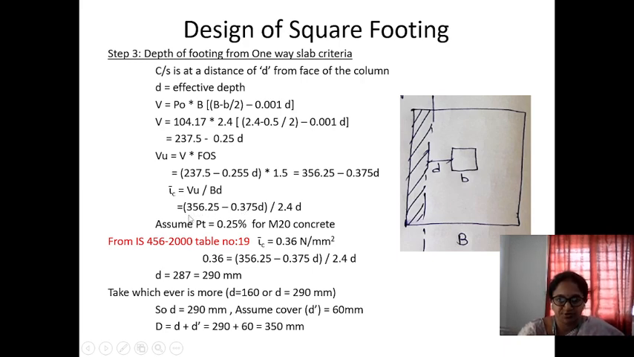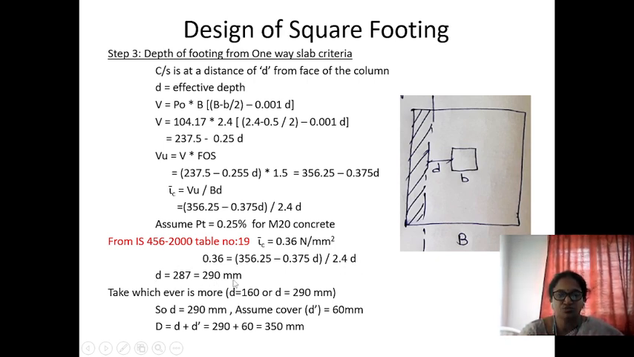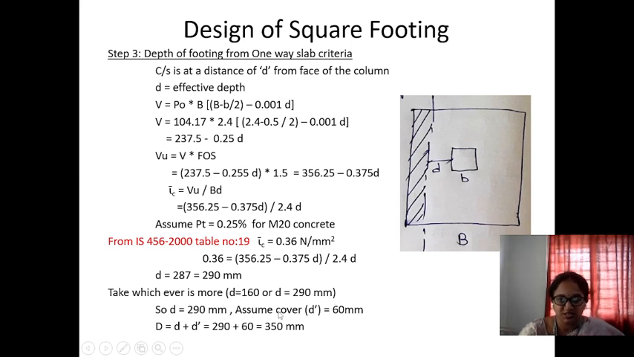So I have substituted the VU value here, and B is nothing but 2.4, the width of the footing, and D is unknown here. So assume percentage of steel is 0.25 for M20 concrete. From IS 456, Table 19, I got the value of tau C as 0.36. Substituting in this formula and solving, I got D as 290. From the bending moment criteria, I got depth as 160, and from the one-way slab criteria, I got the depth as 290. We have to take whichever is more, because we have to go for extra safety, so D is considered as 290.